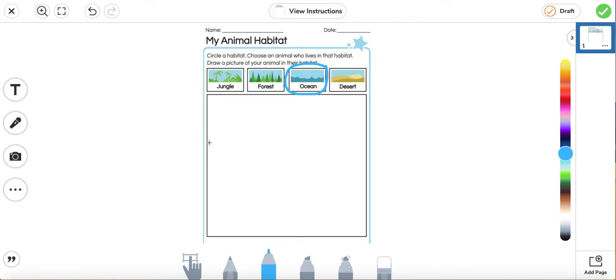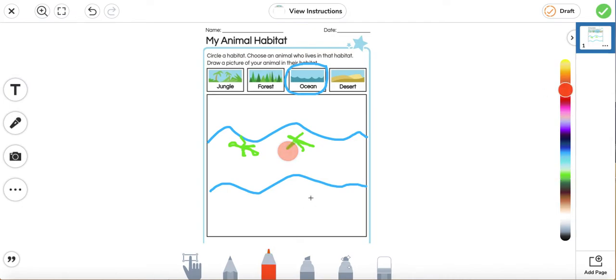So the ocean is full of water. So I'm drawing my water. There's also seaweed. So I'm going to draw some seaweed here. And in the ocean, there's lots of fish. So I'm going to go ahead and draw my fish. That is my animal. And I'm going to draw some smaller fish, some other fish that are also in the ocean. They're all different colors, so I'll draw some different colors.